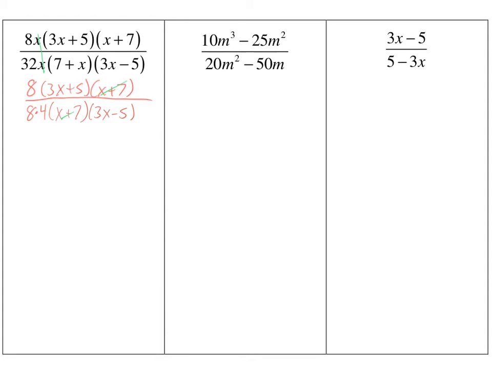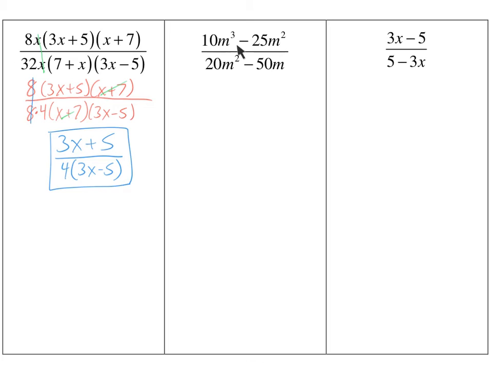Can anything else drop out? Can't the 8s drop out? Anything else? You might think these are the same, but if you have a minus, there's a big difference between minus and add. You can't cross those out. So we are stuck with this. X plus 5 on top. Don't forget the 4. There's a 4 on the bottom still, and the 3x minus 5 on bottom. That would be my simplified form. You can't try and cancel out these or these. That right there is as small as we can go.